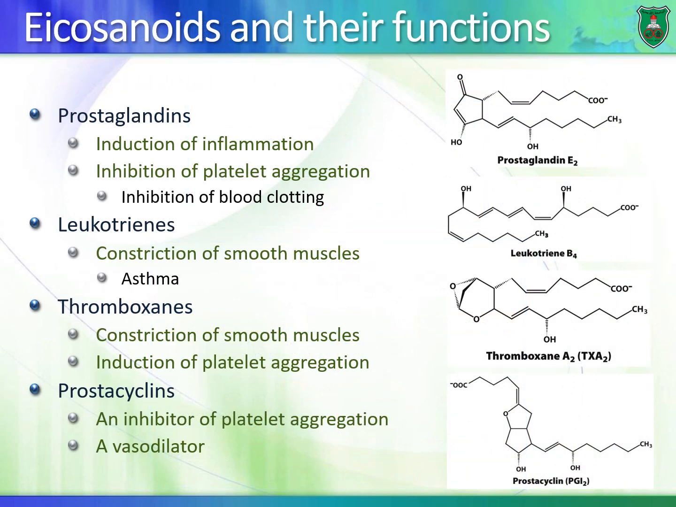Now, these are really important molecules physiologically as well as pathologically as well. So prostaglandins induce inflammation and they inhibit platelet aggregation as well. Okay, so they inhibit blood clotting. Leukotrienes can constrict smooth muscles and they are associated with asthma. So as a mode of treatment for asthmatic individuals, they may be given inhibitors of production of leukotrienes. Thromboxanes can constrict smooth muscles. They induce platelet aggregation, so they can induce blood clotting. Prostacyclins are inhibitors of platelet aggregation, as well as it is a vasodilator, meaning that it expands blood vessels.